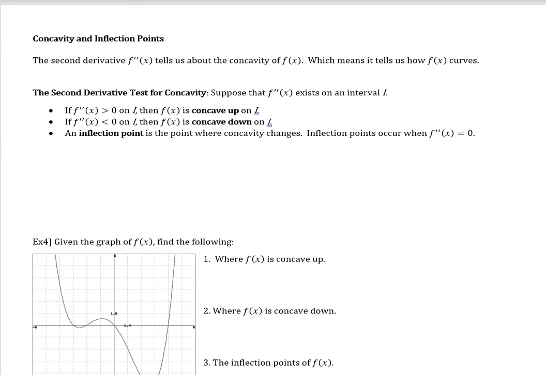So we have a test for it, the second derivative test for concavity. Suppose that f double prime of x exists on an interval I. If the second order derivative is greater than 0 on that interval, then f of x is concave up on that interval.